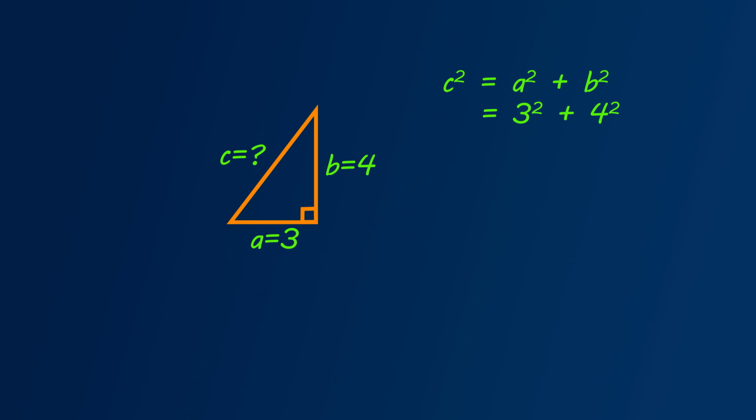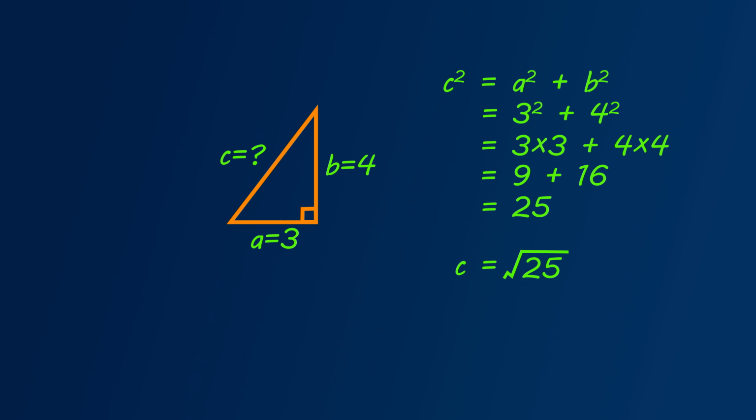A equals 3 and B equals 4. So A squared equals 3 times 3, B squared equals 4 times 4. 3 times 3 is 9, 4 times 4 is 16, so 9 plus 16 is 25. So C squared equals 25. But we want to find the length of C, not C squared, so there's one more step. We square root 25 to find C. So C equals 5. The length of the longest side of the triangle, that's the hypotenuse, is 5.